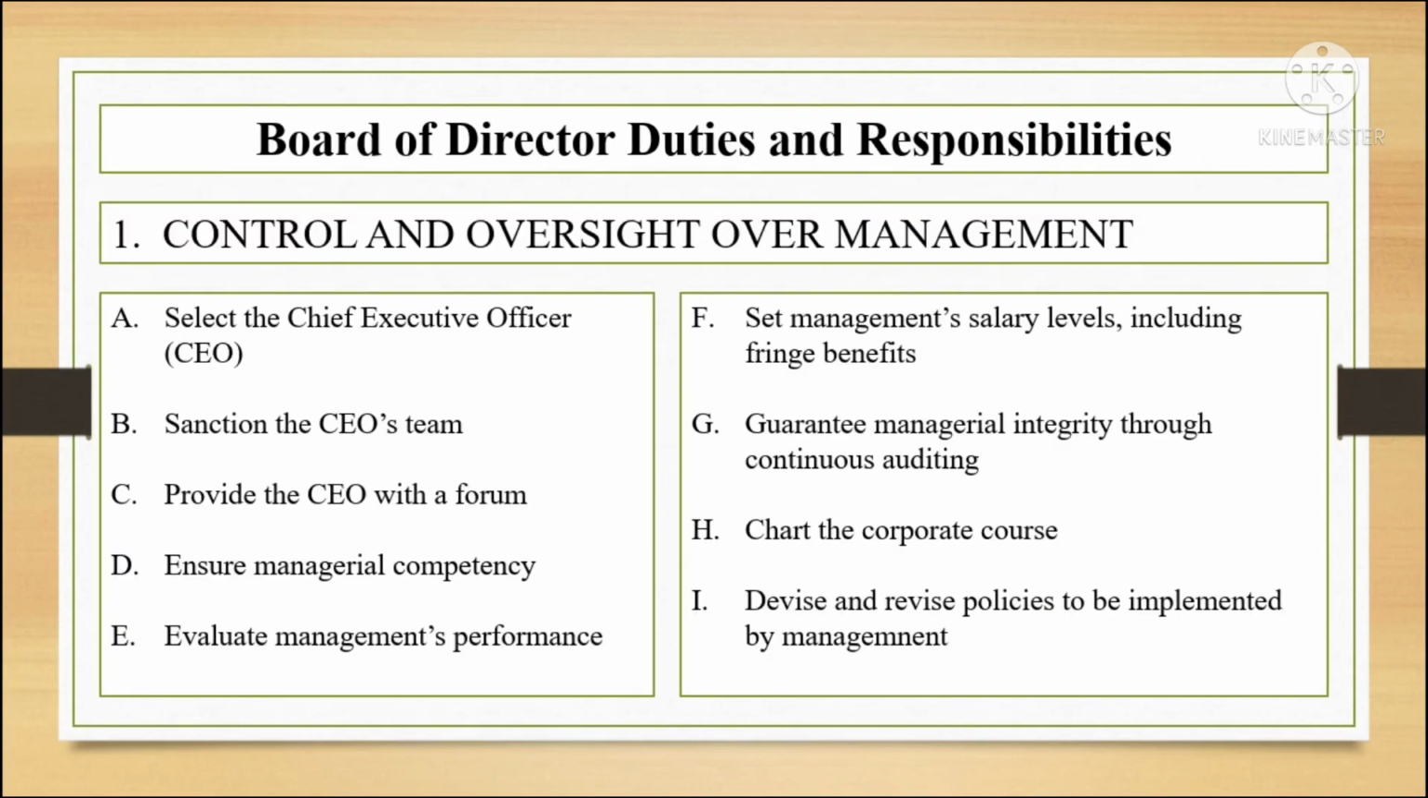Board of Director duties and responsibilities. Number 1. To control and oversight over management. A. Select the Chief Executive Officer or CEO. B. Sanction the CEO's team. C. Provide the CEO with a forum. They should provide at least 4 meetings in a year. D. Ensure managerial competency. E. Evaluate management's performance. Board of Directors dapat i-monitor kung satisfactory ba ang performance ng management.